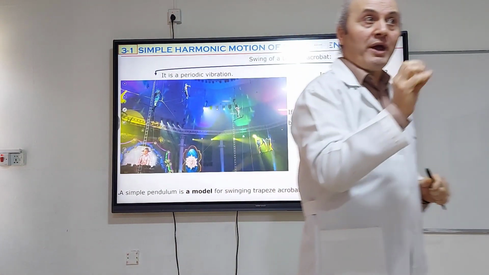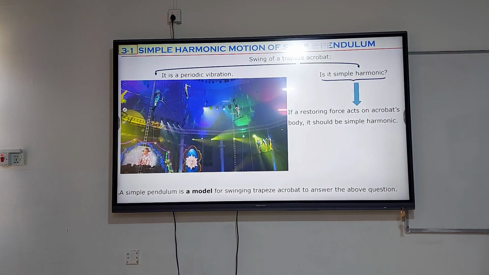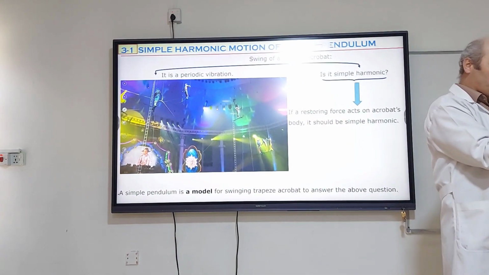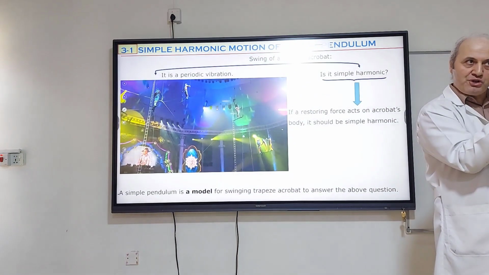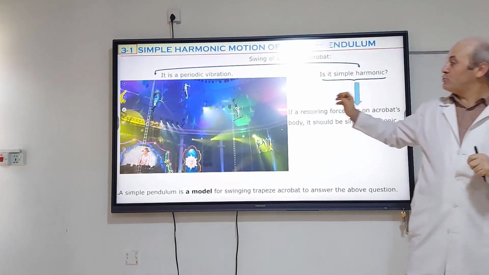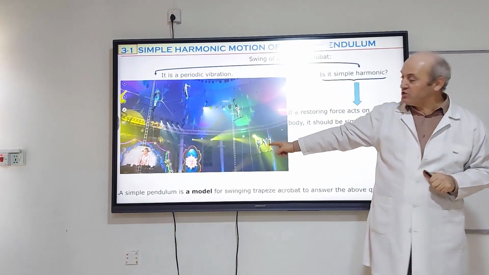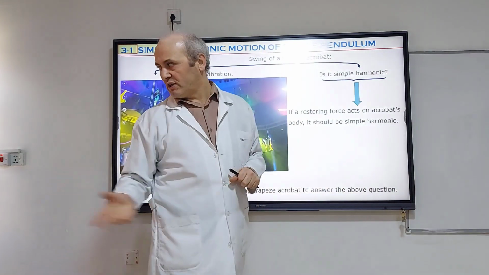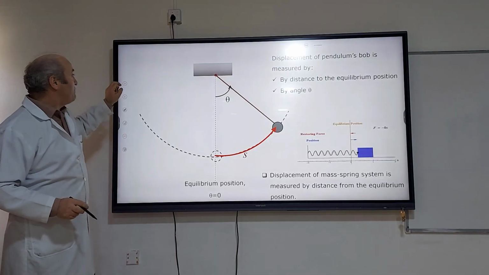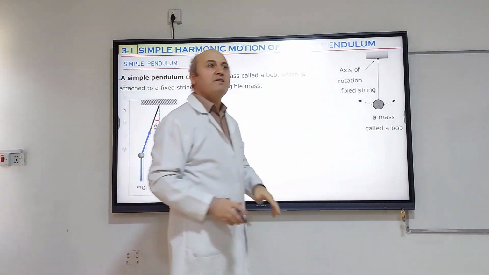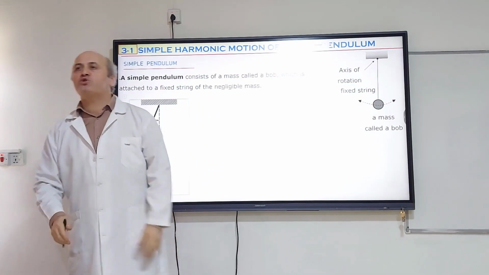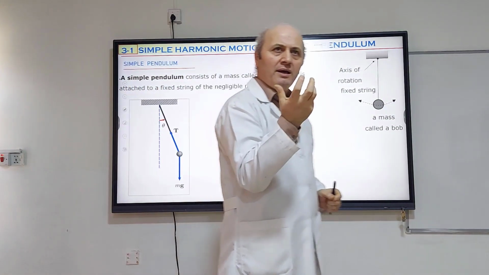But to answer this question, we have to choose a model, because studying a trapeze acrobat is not easy. There are many factors affecting the vibration, such as resistance, and also because of the big mass, moment of inertia and rotational kinetic energy must be involved, so it makes things hard to study. That's why we are going to choose a model for this trapeze acrobat, which is the simple pendulum. I forgot to bring one, but anyway, you know what it is. If the vibration of this simple pendulum is simple harmonic, then I am going to say that the vibration of the trapeze acrobat can also be simple harmonic.